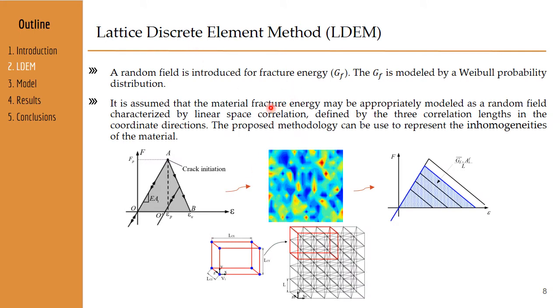In the LDEM, a random field is introduced for the fracture energy, and the fracture energy is modeled by a Weibull probability distribution. So it's assumed that the material fracture energy may be appropriately modeled as a random field characterized by a linear spatial correlation defined by the three correlation lengths in the coordinate directions. The proposed methodology can be used to represent the inhomogeneity of the material.